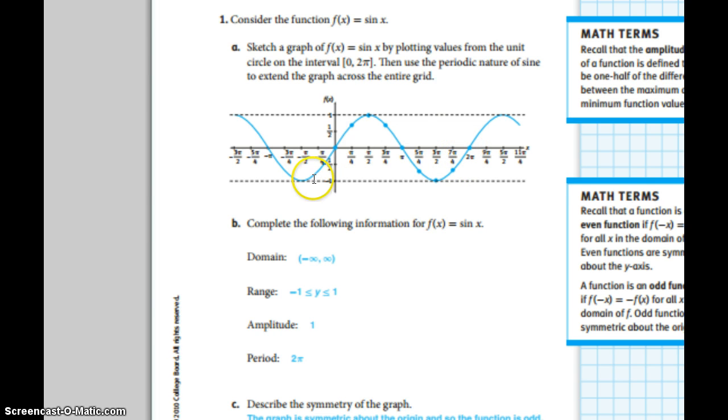So here's my sine graph. Notice the middle of my sine graph is right on the y-axis. We go up to 1, come down to 0 at pi. At 3 pi halves, 270 degrees, it's negative 1 and back up. That's one period. It took 2 pi normally, okay?